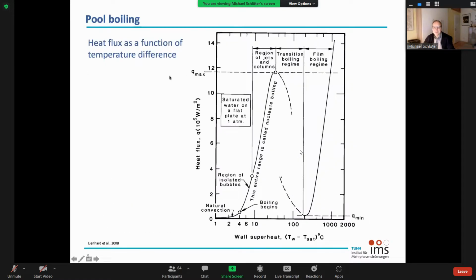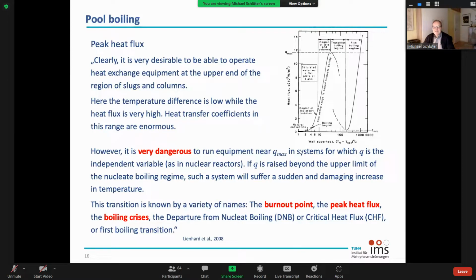So there is a maximum heat flux that can be transferred, and after that, heat transfer performance breaks down and the temperature suddenly increases very, very strongly. Yeah, and this is a dangerous situation. This is called peak heat flux or burnout point or boiling crisis. There are several expressions for that. All expressions show that we have something that is not very, very welcome.